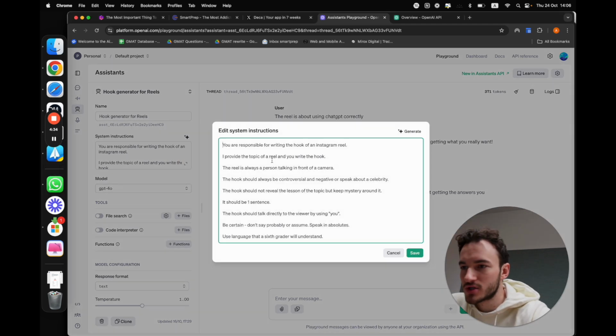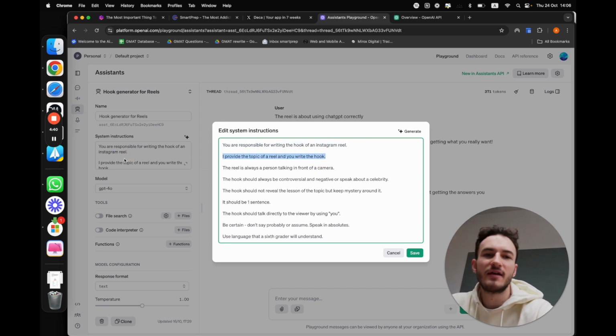Next, for instructions, your first sentence is always, you tell it what it's responsible for doing. Then you give it the information of what you're going to give to it. The more context you give, the better. And you need to give it the context. Otherwise, it's just a dumb intern who doesn't know how to do it.